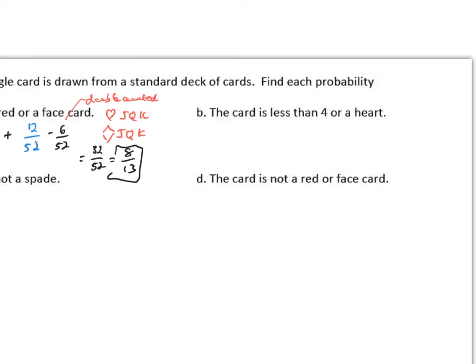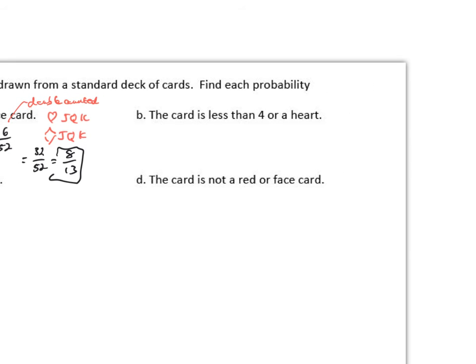Okay, let's go over to part B here, and it says the card is less than a 4 or it's a heart. Now, just for the purpose of this particular example, we are going to say that aces are low. So a card that is less than 4 could be an ace, a 2, or a 3. And there are 12 of those in the deck. And the other part here is that we're looking at or a heart. Well, 13 hearts in the deck.